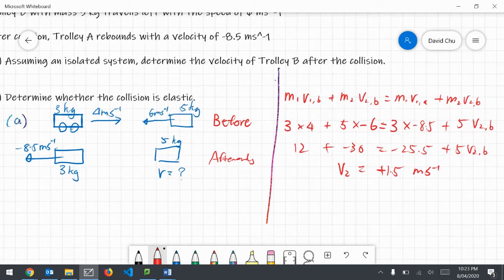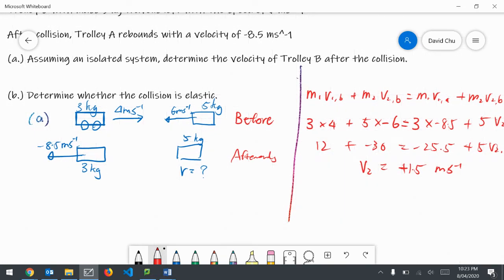So let's visualize this for a second. Initially the two of them are going towards each other head on. After collision, the first body is going to rebound towards your left, and as a result, your second body here is now, based on the calculation, positive 1.5, going to go in this direction, which makes sense. After collision, they rebound off each other.